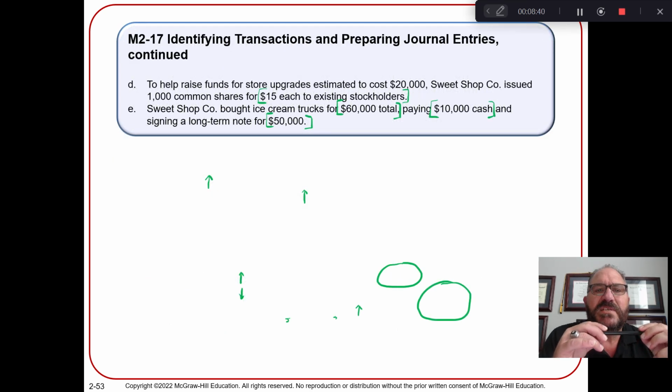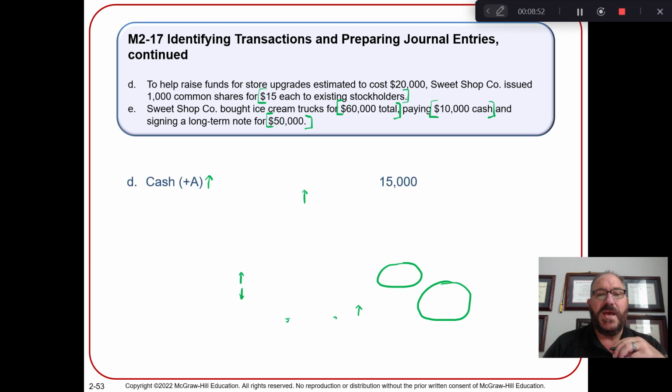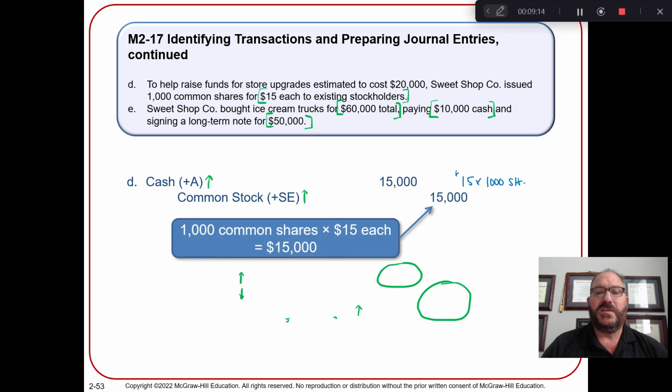It says to help raise funds for store upgrades, estimated cost $20,000. They issued common shares for $15 each to existing stockholders. Okay? So what they did was they got cash of $15,000. How did they get that? They got it by $15 a share times 1,000 shares. Okay? And then what they're going to have over here is going to be stockholders' equity, right? So what happens is they're going to go common stock, stockholders' equity, $15,000.